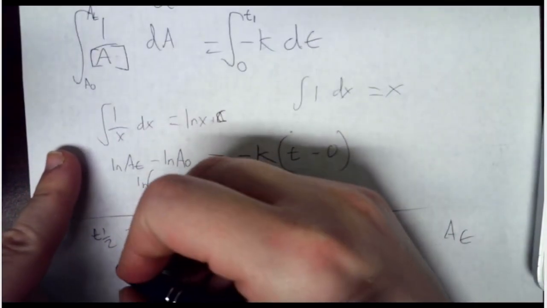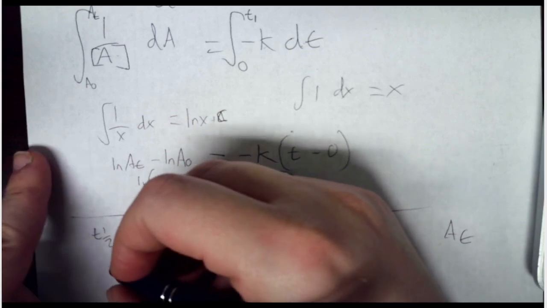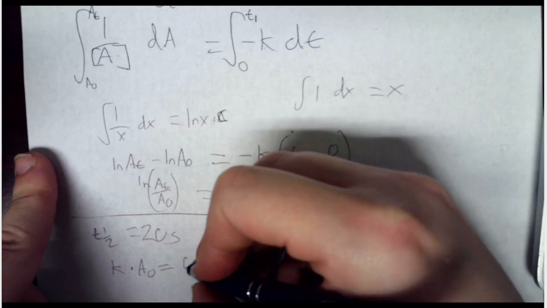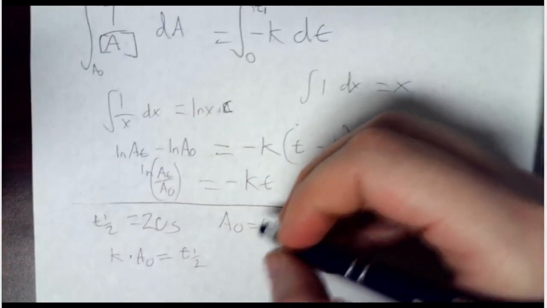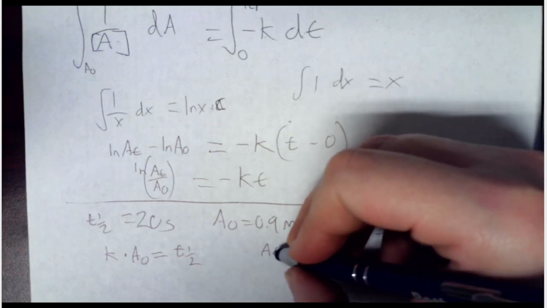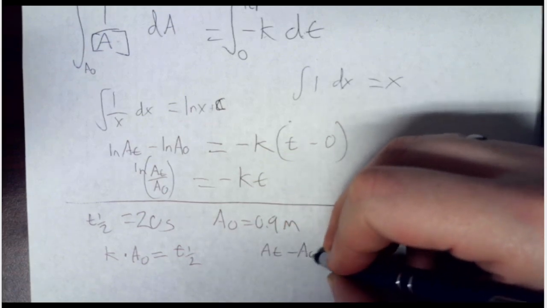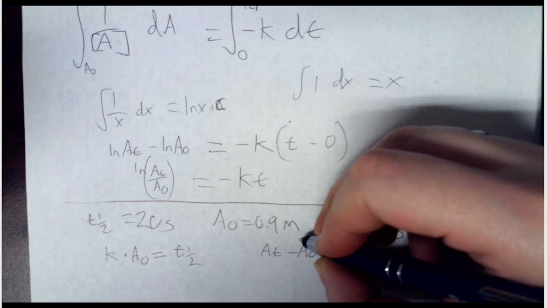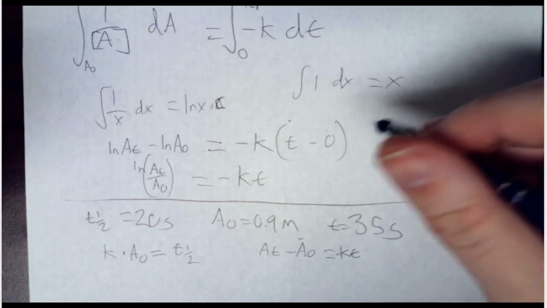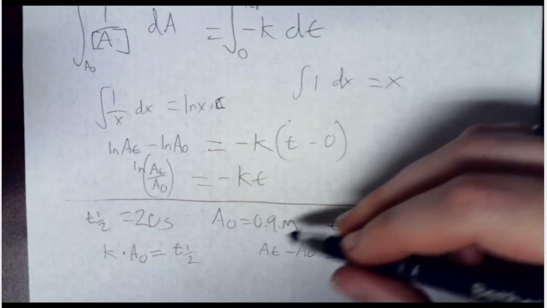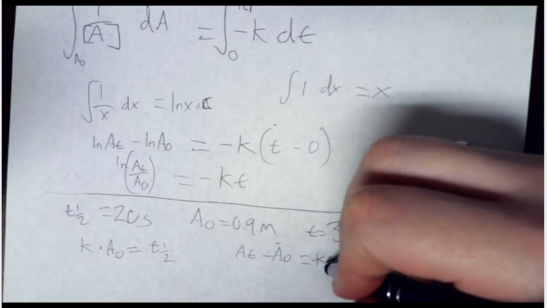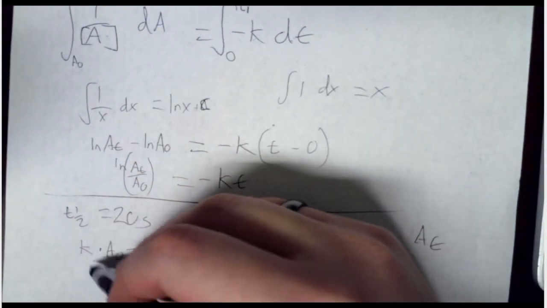Now, our 2 equations are k times A sub 0 equals t 1/2, and then A sub t minus A sub 0 equals negative kt. So we have A sub 0, we have t, but we don't have k. So in order to have k, we're going to solve for this one.